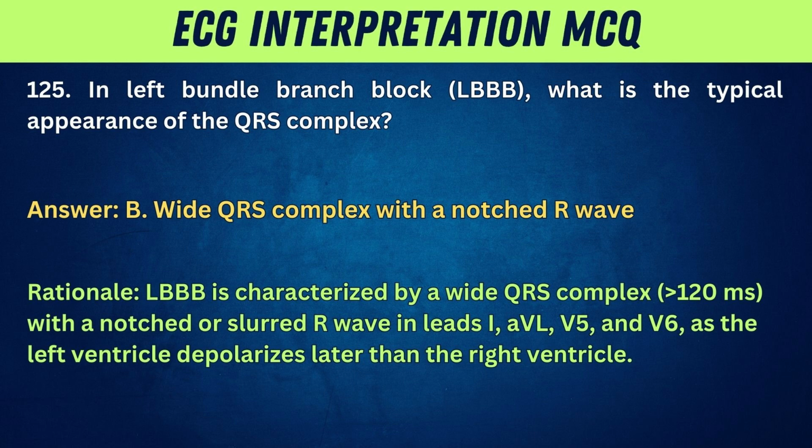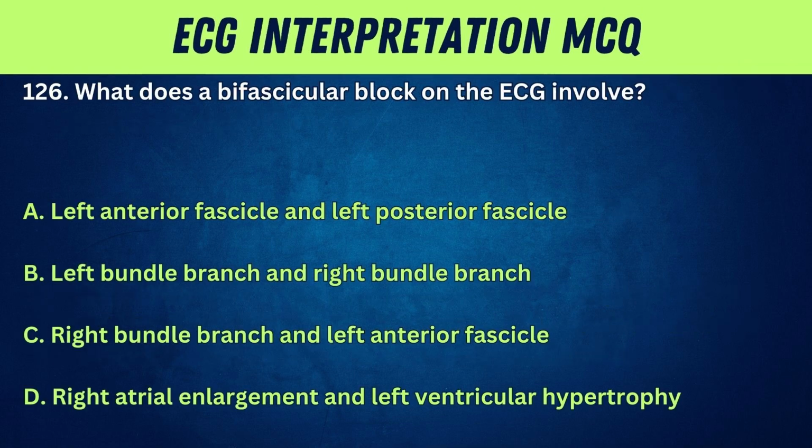LBBB is characterized by a wide QRS complex greater than 120 milliseconds with a notched or slurred R wave in leads I, AVL, V5, and V6 as the left ventricle depolarizes later than the right ventricle.